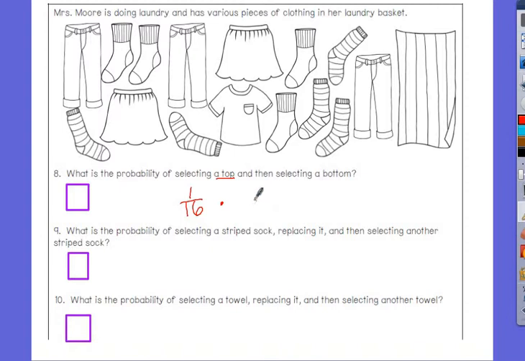Okay. Did I put the item back? Did it say I replaced it? No. So how many items after I picked up the shirt is there? 15. Now I'm looking for bottoms. Bottoms include the pants and the skirt. So how many items is that? 4 out of 15. 5. So I have 1 times 5 is 5. 16 times 15 is 240. Can that simplify? Yes.